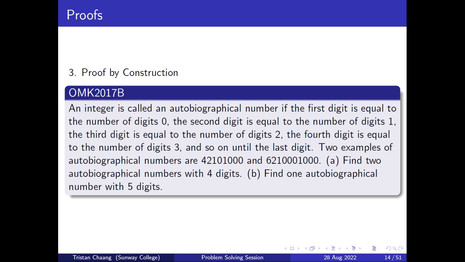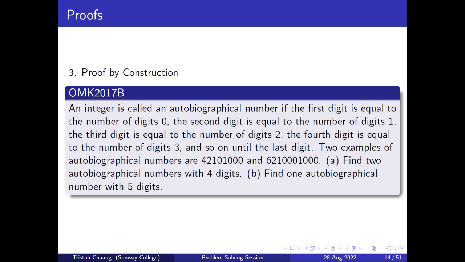Like 42101000. So the first number is 4. That means there should be 4 zeros in that number, which it does, right? There's 0 and 4 zeros at the back. The second number is 2. That means you should expect 2 ones in that number, which it also does. So you can kind of see what this means, right? Autobiographical number.